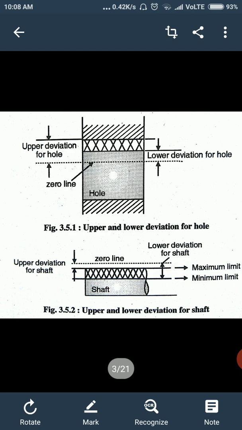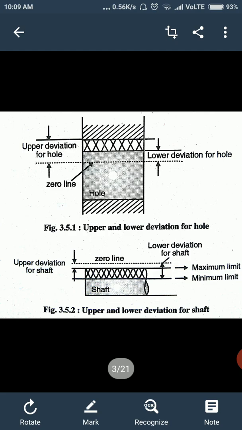If you take the example of a shaft, upper deviation is the difference between the maximum limit of the shaft and basic size, called upper deviation of the shaft. And lower deviation of the shaft is the difference between the minimum limit of the shaft and basic size. So this is upper deviation and lower deviation for shaft and hole.